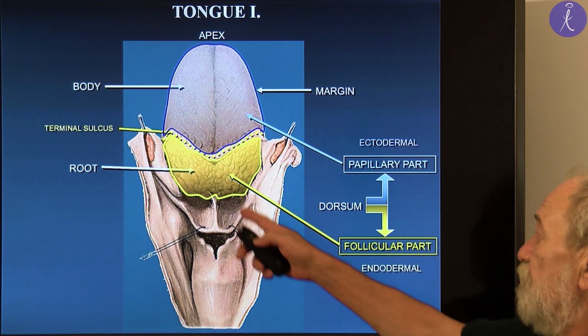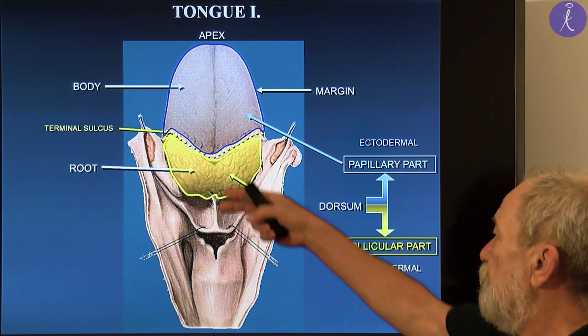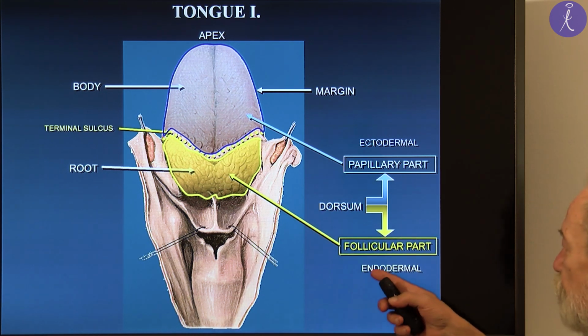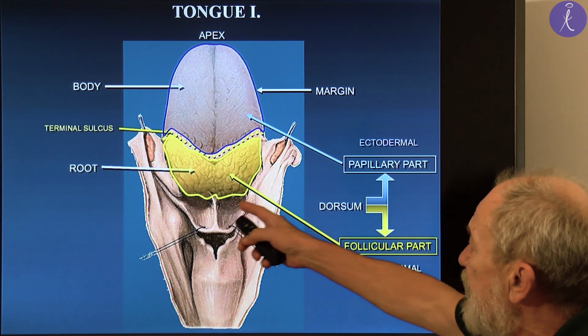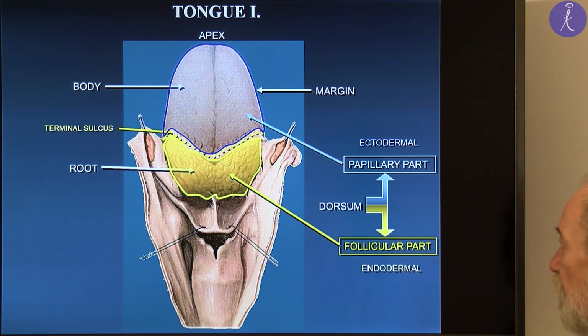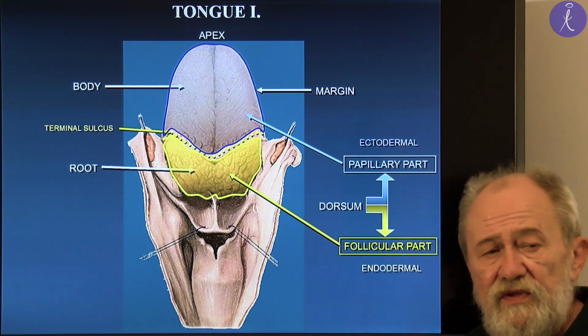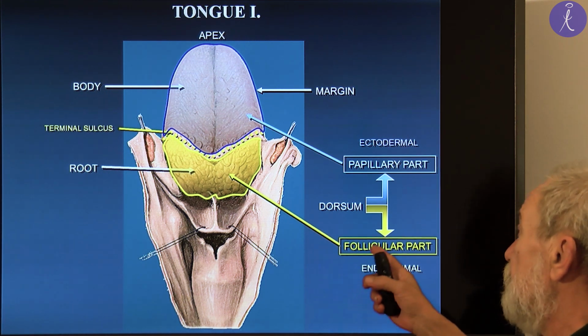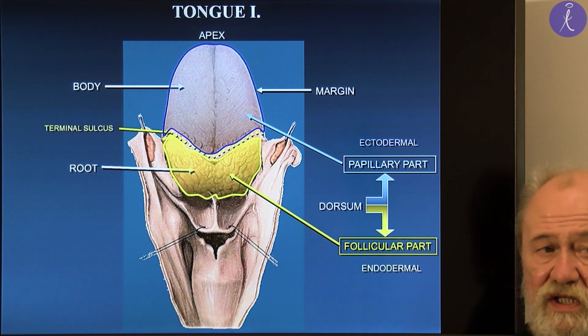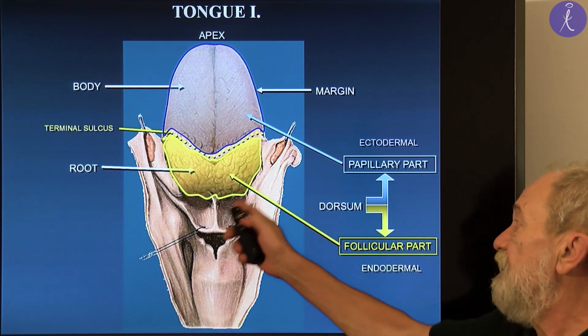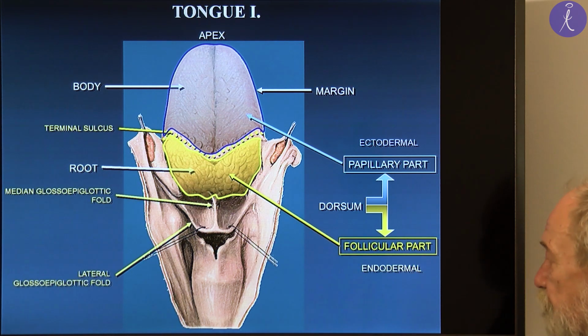So according to that, many lymphatic follicles covered by mucous membrane equal a tonsil. So the name of this part is the follicular part. Don't forget, we are talking just about the dorsum of the tongue, the back of the tongue. And this follicular part equals another tonsil, and this is called the lingual tonsil.